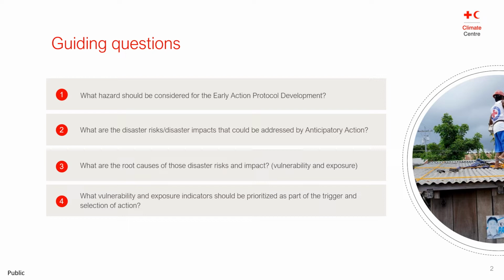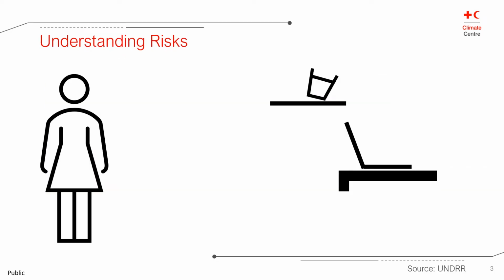We need to understand what is the vulnerability and exposure that is part of our process. What vulnerability and exposure indicators should be prioritized as part of our trigger development, as well as the selection of actions. To start, I want to take you through some examples to really understand what are the different risk factors that we need to consider in the anticipatory action system.